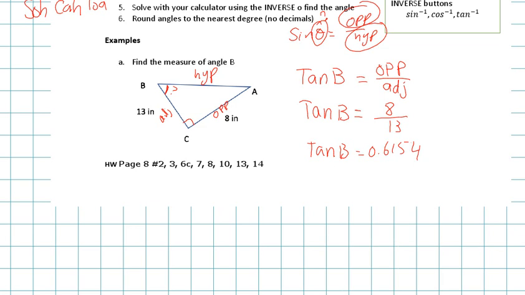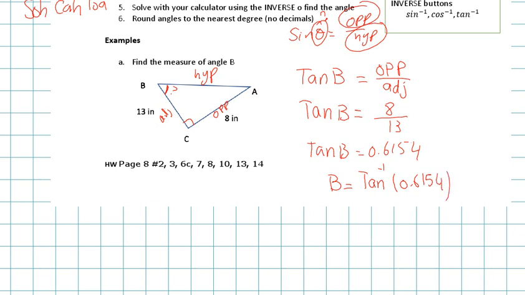We're not done yet, right? Did I find the angle? No. We still have to solve for B. That's right. Now, in order to solve for angle B, I have to do the inverse. So this is how I write it. B equals tan to the power of -1, because that's the inverse, of 0.6154.